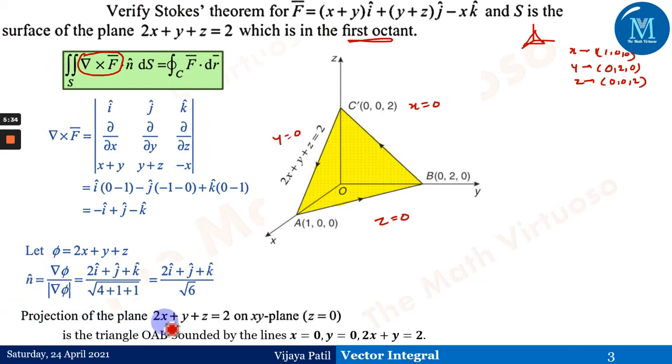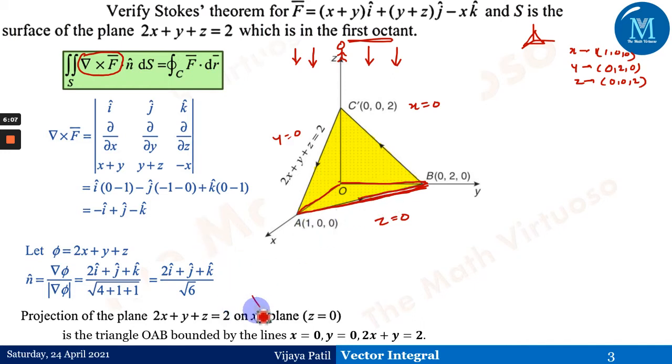Now the projection of the plane: projection means we have to go to the z axis up over here. Suppose I'm watching this particular curve from the z axis, that means we are projecting this curve from above the z axis. We will be able to see this type of triangle over here, lying in the xy plane. Please do understand this particular thing. So the projection will look like only this triangle part.